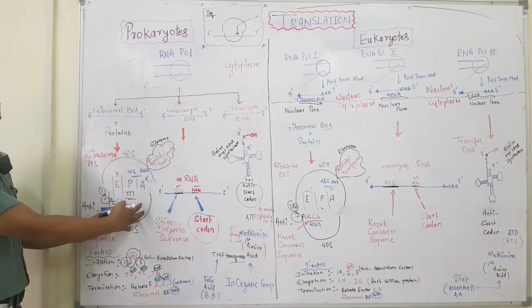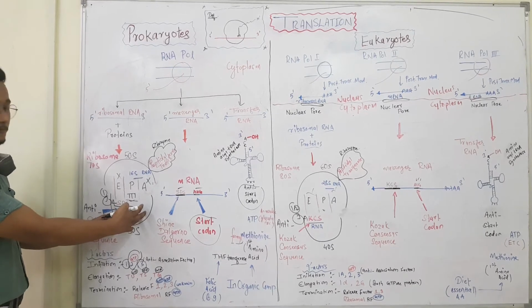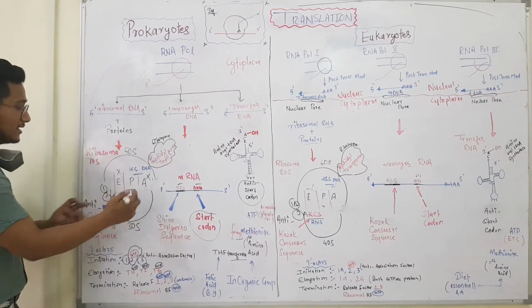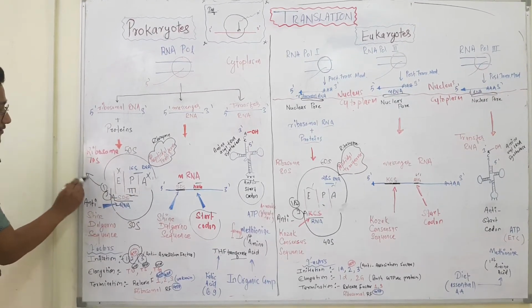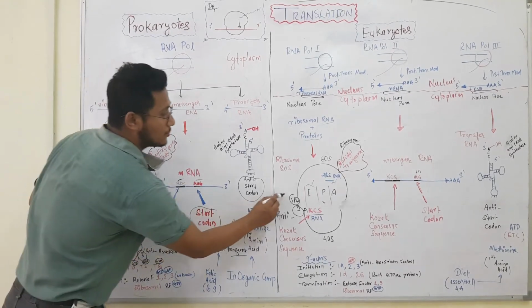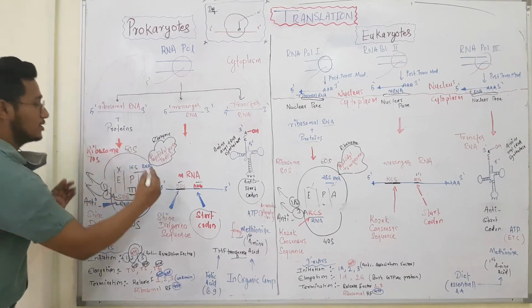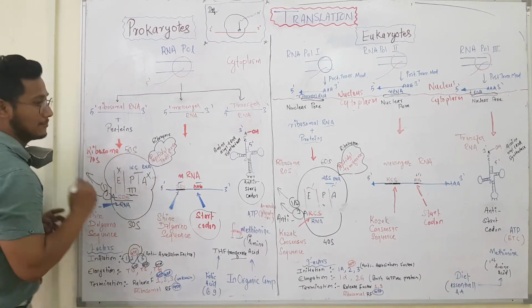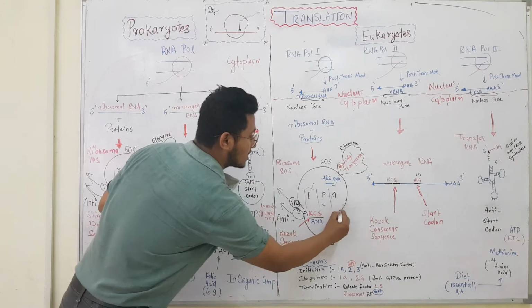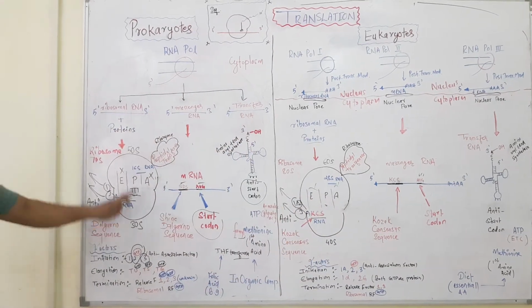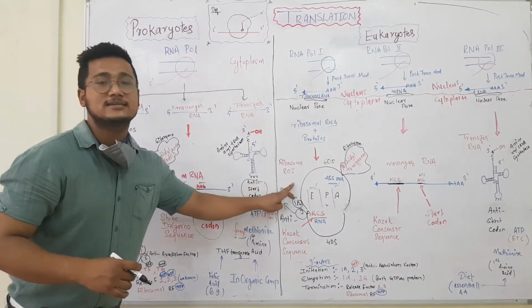combined with this small subunit. Okay, and once everything is ready, both of these factors are removed, and as these are removed, your large subunit will simply come and cap. So now you have the 70S ribosome in prokaryotes, and the 80S ribosome in eukaryotes.